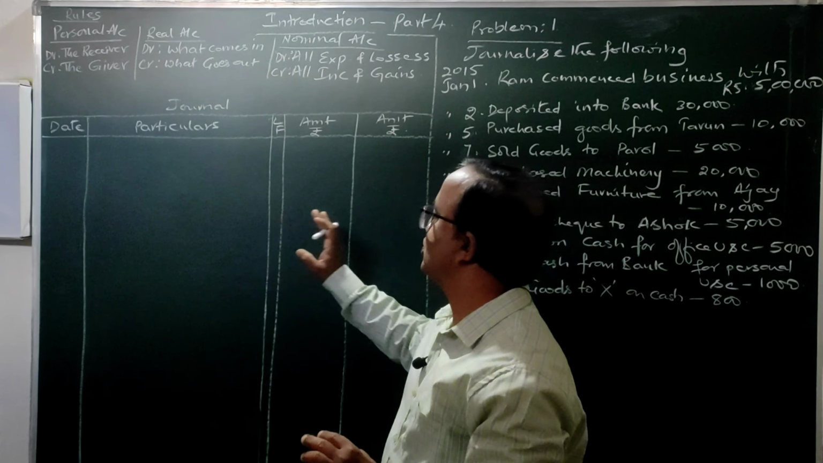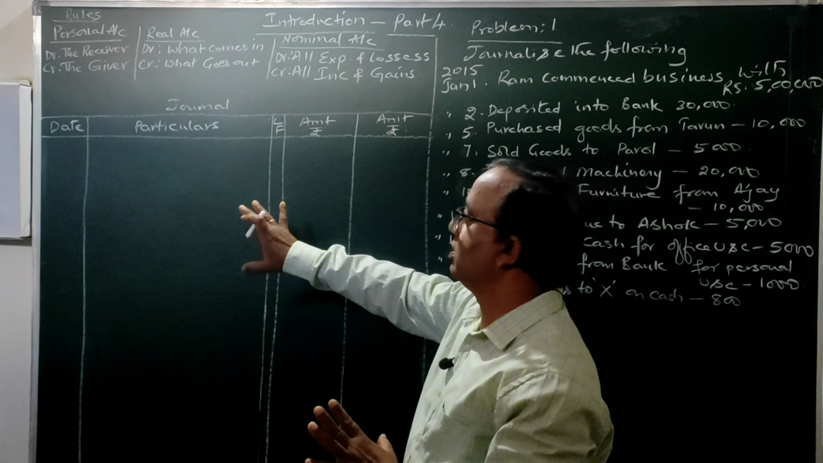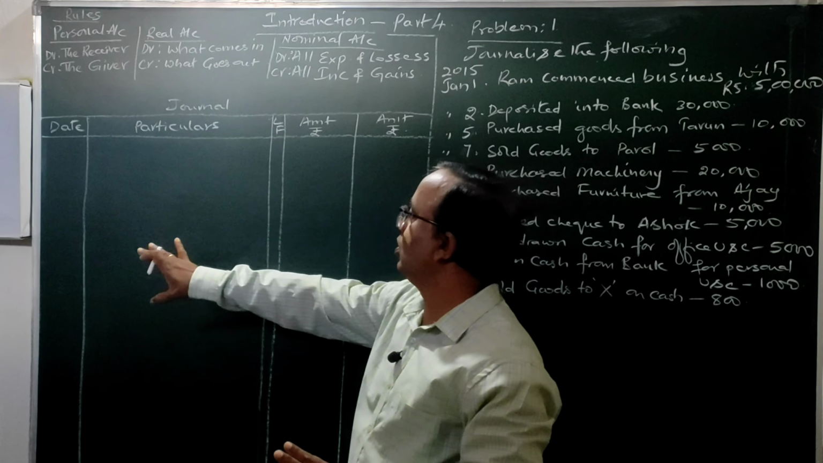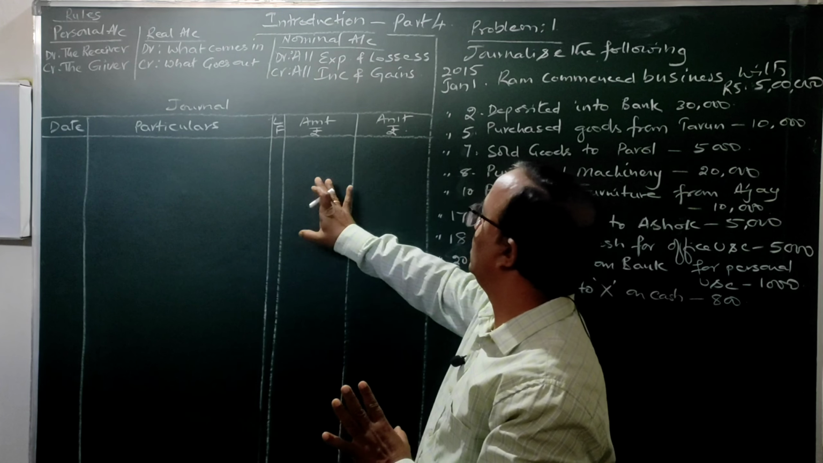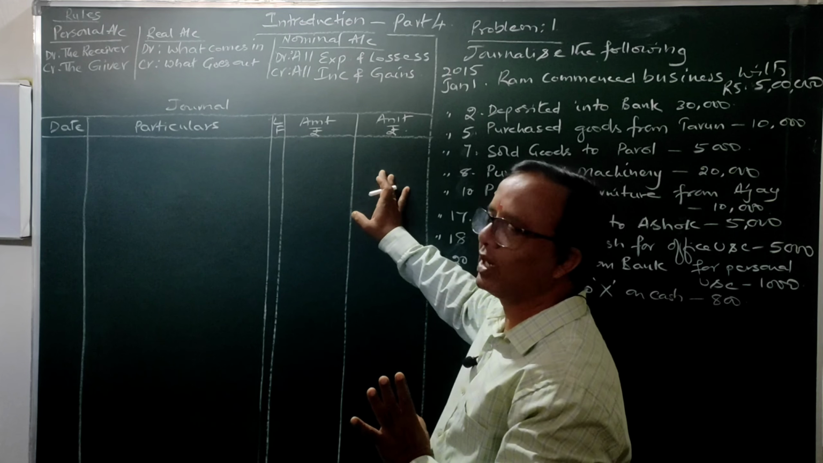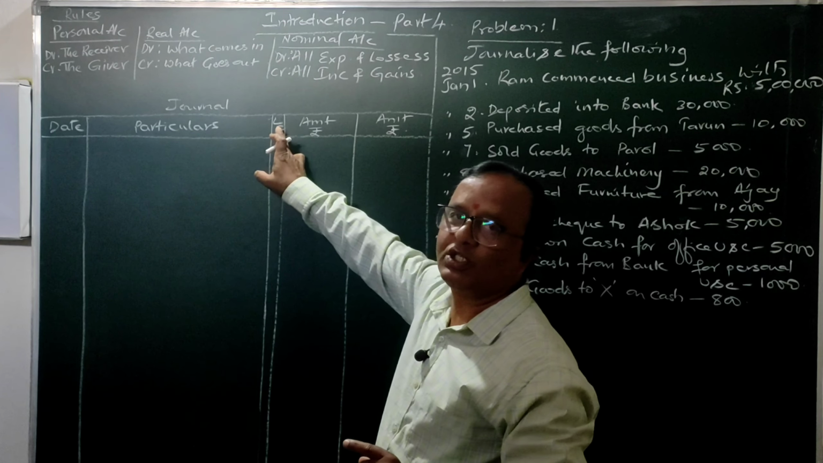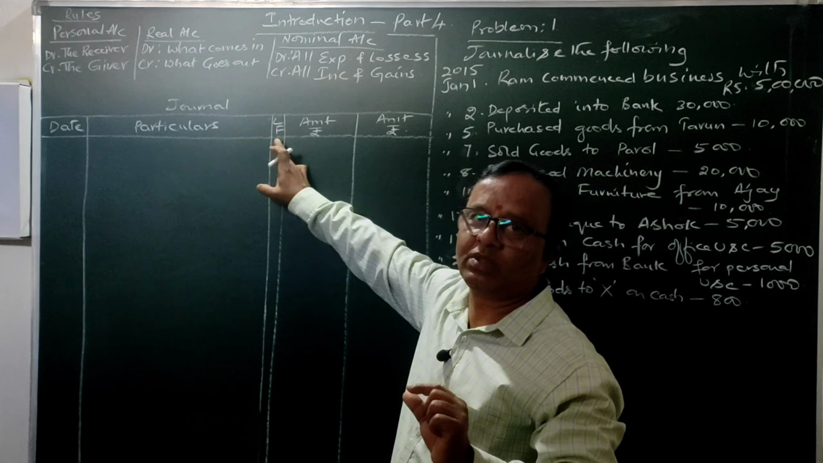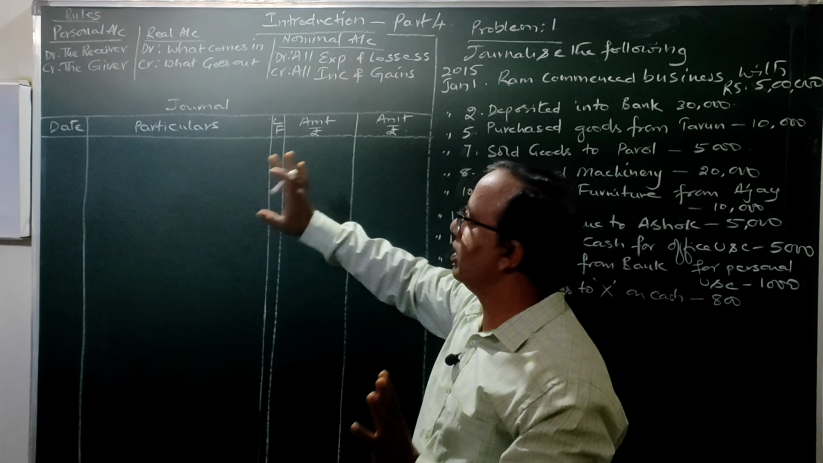The journal will be of this particular type here. In the journal, normally we will have five columns: date column, particulars, LF, amount and amount. This is the debit amount, this is the credit amount. LF means ledger folio, which is nothing but the page number in the ledger. Now let's see how to write the entries.